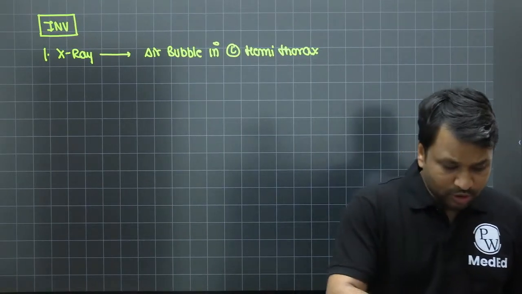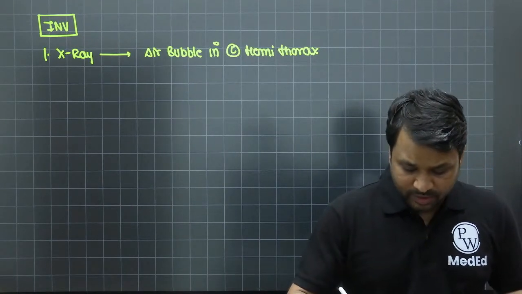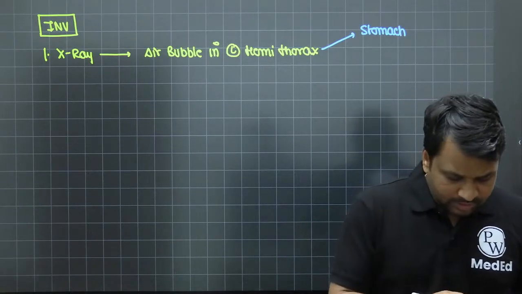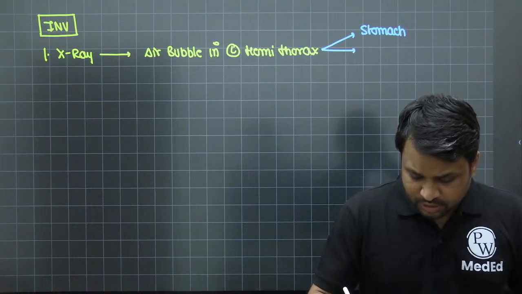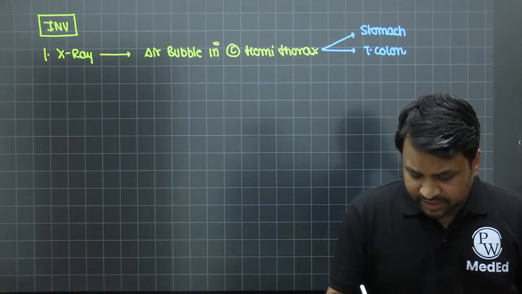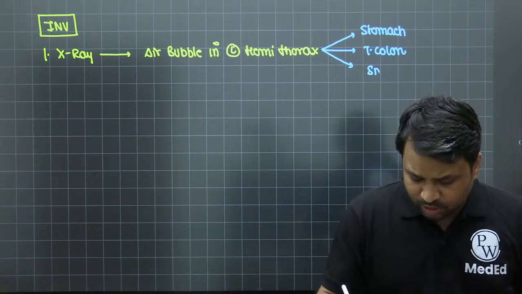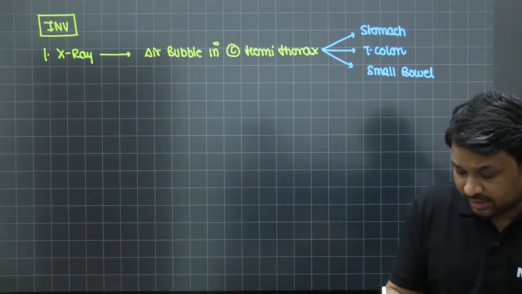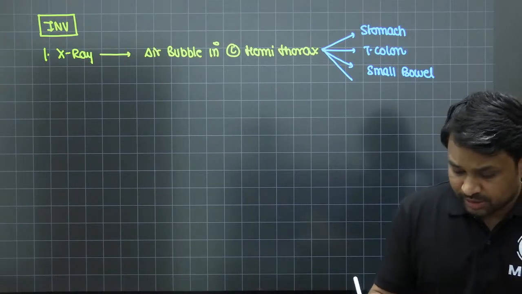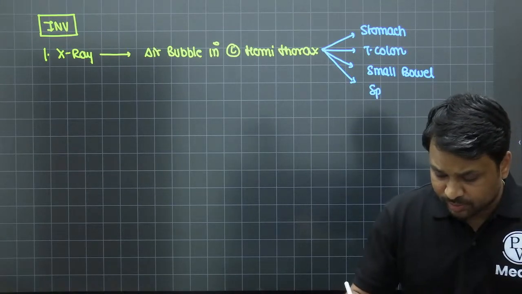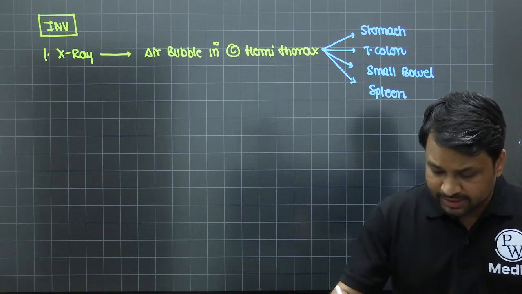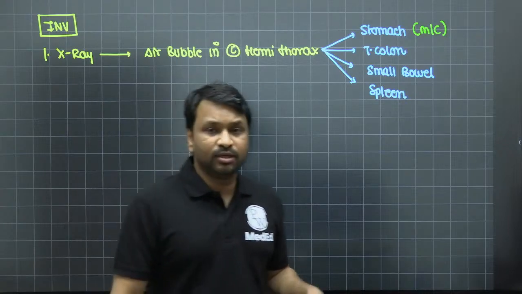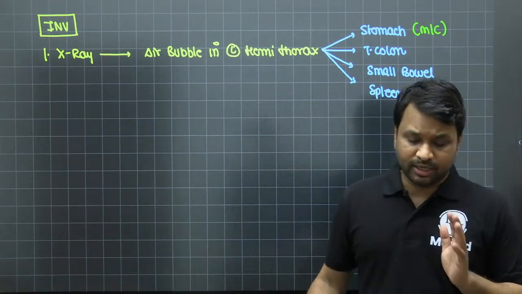This is because of the components moving here. Usually this can be formed by the stomach, or by the transverse colon. Very rarely it can have the small bowel as well. Another thing that you can have, rather than the air shadow, is another organ going inside, which is the spleen. But if I say what is the most common organ that is going to herniate to result in the Bochdalek hernia, it is going to be the stomach.